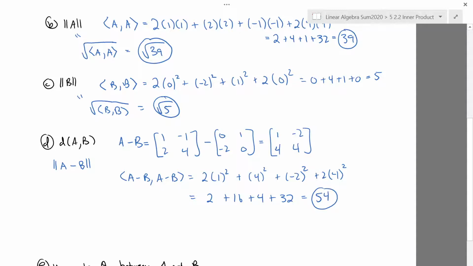Okay, and then finally the distance from A to B is given as the length of A minus B, which is calculated as the square root of the inner product of A minus B with itself, and which we calculated as the square root of 54.